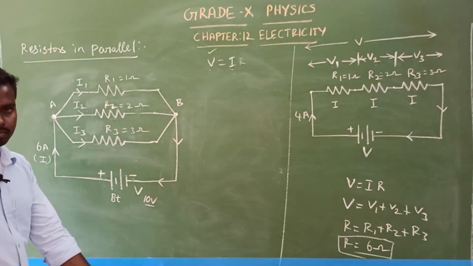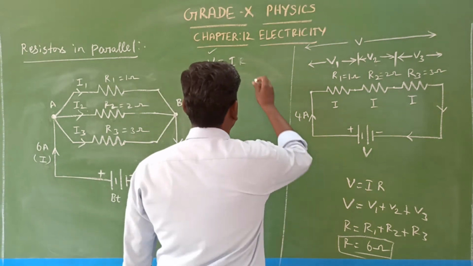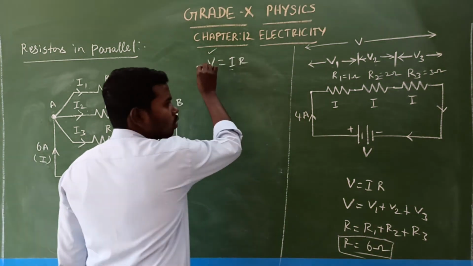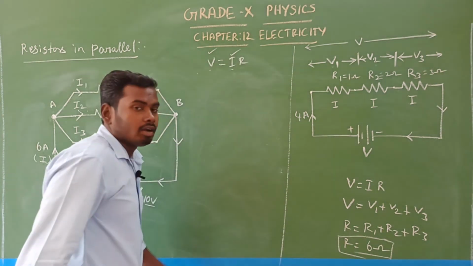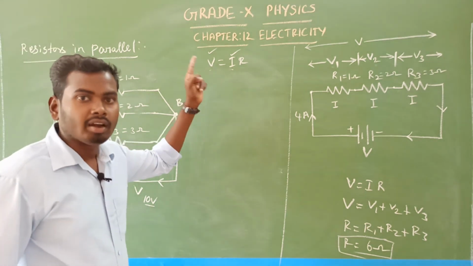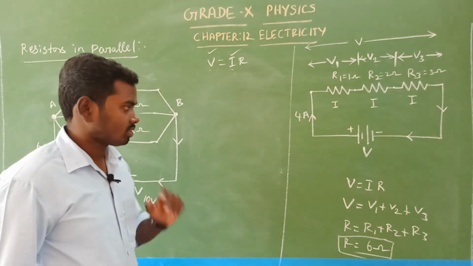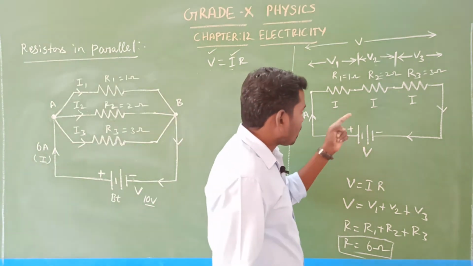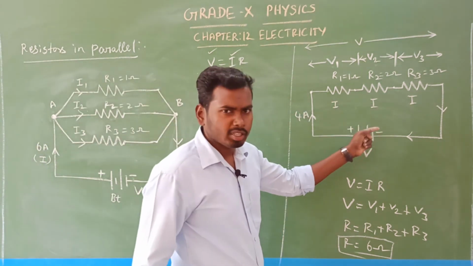Okay students, very easy. So we have discussed voltage and current, completed. Next, which is left? Resistance. Is it clear? Yes, resistance. Now come to this one, series combination.